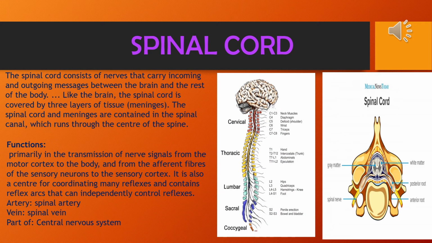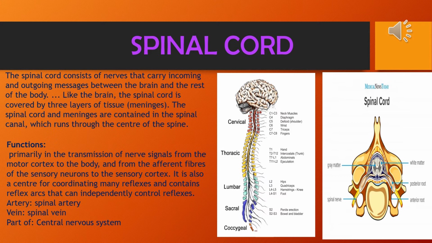Now I am discussing the spinal cord. The spinal cord consists of nerves that carry incoming and outgoing messages between the brain and the rest of the body. Like the brain, the spinal cord is covered by 3 layers of tissue, that is meninges. Same covering we have got in case of brain also. The spinal cord and meninges are contained in the spinal canal, which runs through the center of the spine.